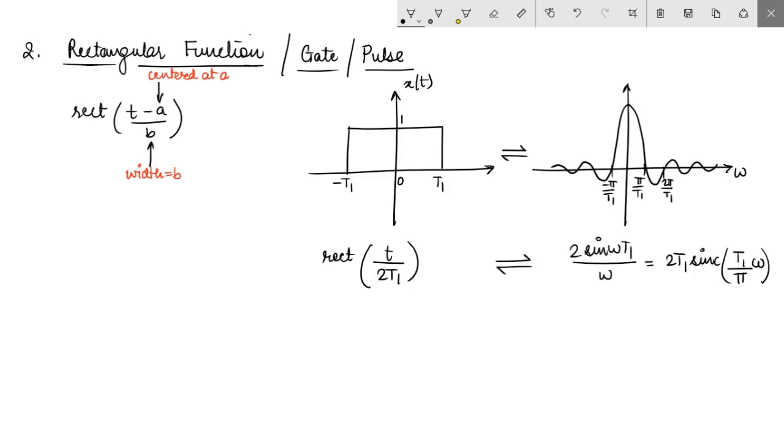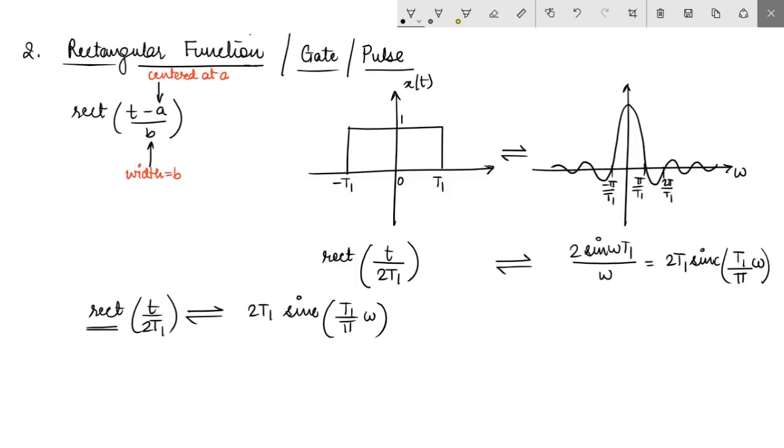So if I wanted to represent the Fourier transform pair purely in terms of functions and not in terms of function definitions, I could say that for rect of t upon 2t1, the Fourier transform of this is 2t1 Sinc of t1 by pi omega. In general, in future, whenever you come across a rect function, you should know what that rect function means and what this argument means.